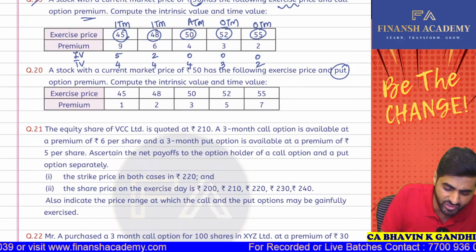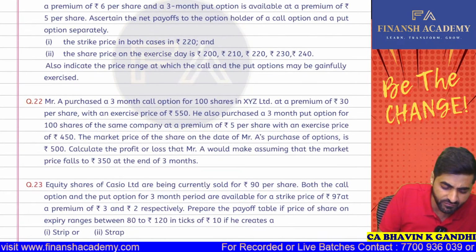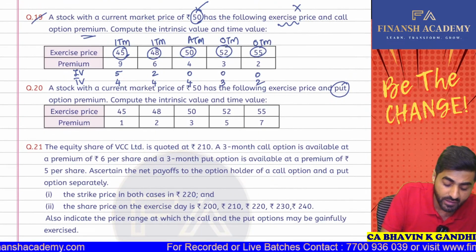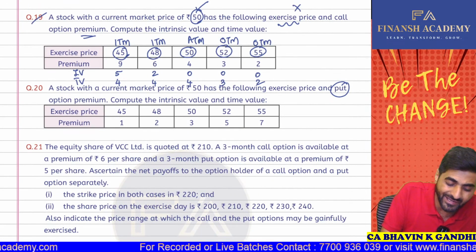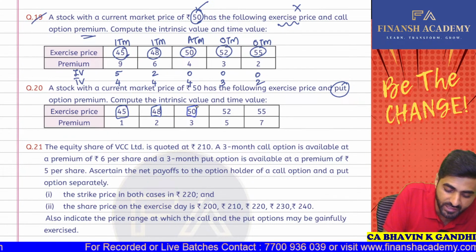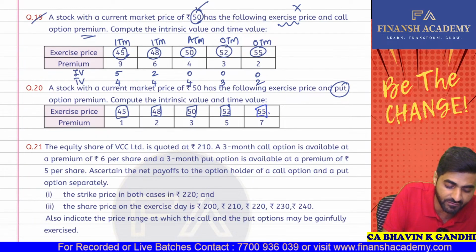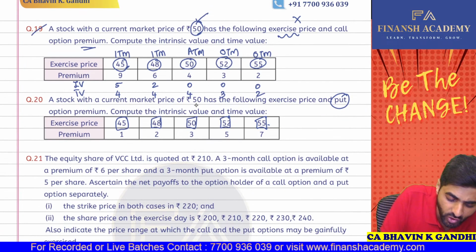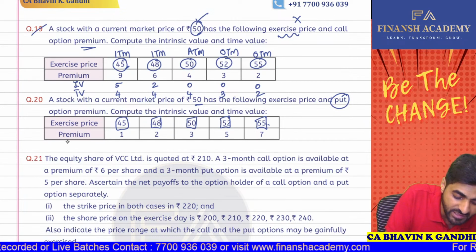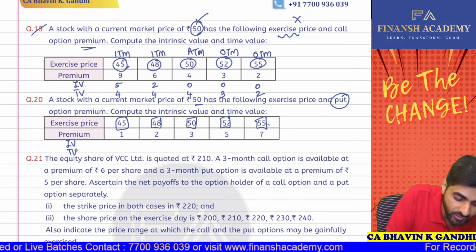Now, for put option, my dear students, we definitely have here the right to sell. These are the exercise prices which are available: 45, 48, 50, 52, 55. Okay. And your current market price is 50 rupees. This is your premium. So let us talk about intrinsic value and time value.